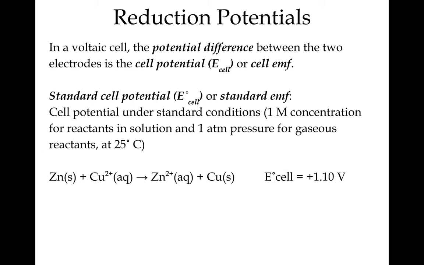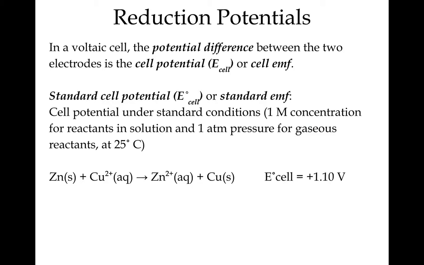Now, another name, because, why not name these things a bunch of different things? We can call potential energy cell potential, okay? Potential energy is cell potential when it is being measured in between two electrodes. So we can call it cell potential, or E cell, or we can call it cell EMF, or cell electromotive force.